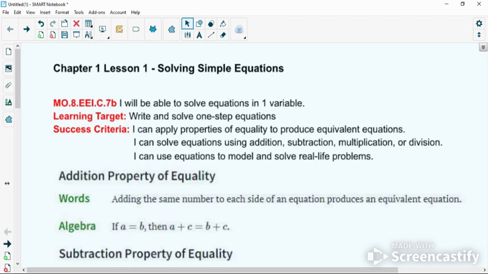Learning target. Write and solve one-step equations. The main success criteria we're going to focus on is I can apply properties of equality to produce equivalent equations, and I can solve equations using addition, subtraction, multiplication, or division.